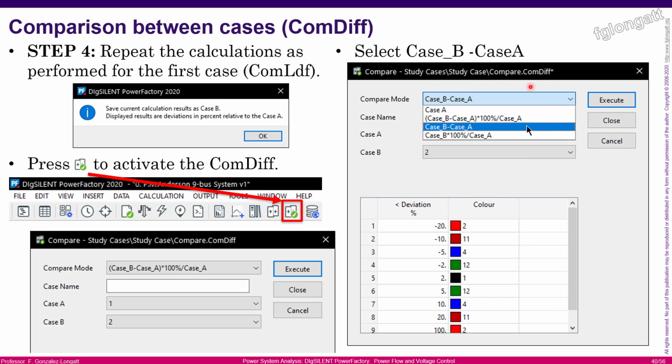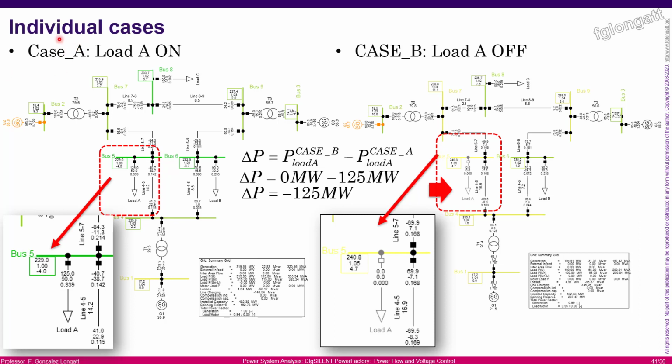And in this window, you can configure the way that you want to calculate this difference, okay? For this specific case, I will select case B minus case A. And all my students must remember case A was the base case, and case B is when you remove the load A, okay? Now, let's see the numerical results. I was explaining case A, load A is working. We can see here 125 megawatts.